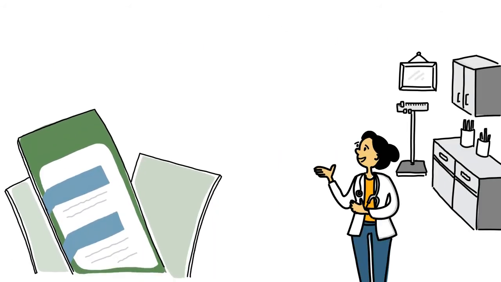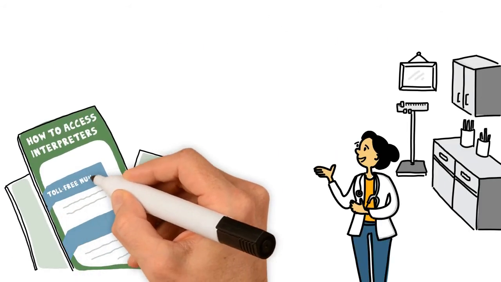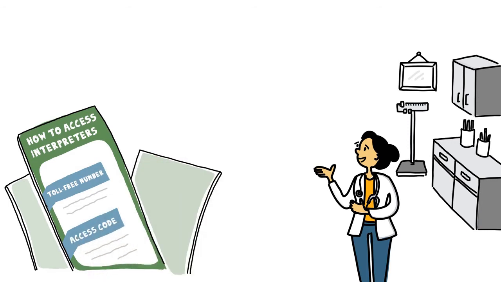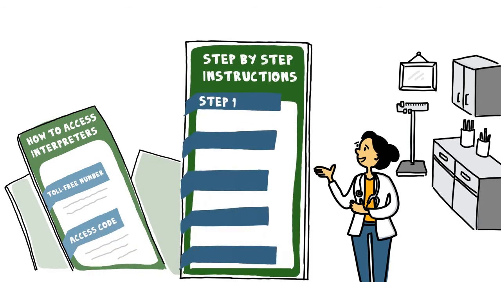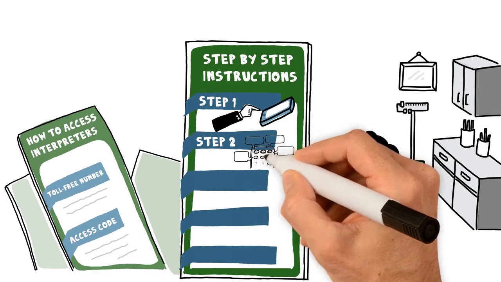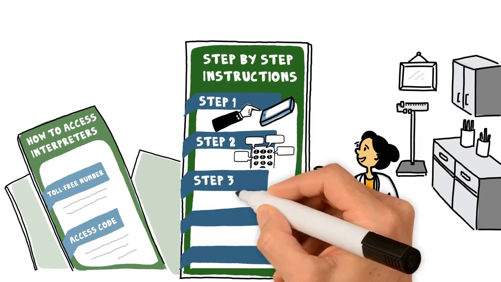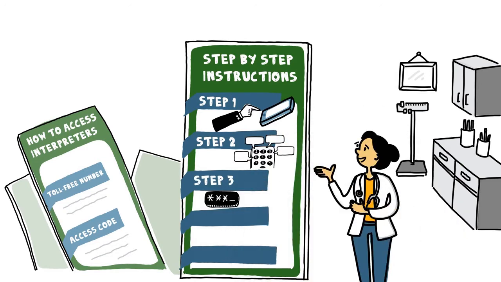To access an interpreter, refer to the toll-free number and access code provided by the Provincial Language Service. Step 1. Dial the toll-free number. Step 2. Select the language that your patient speaks. Step 3. Enter your access code and press the pound key. Step 4. Say your first and last name.